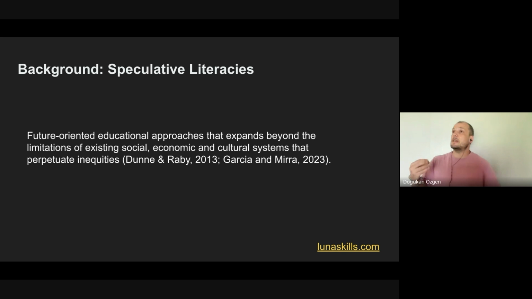Some researchers in the literature call this talking with youth about the future they want to be a part of. Not that they have the responsibility to solve the problems of previous generations, but what kind of future they want to be a part of, what they want to see in the future. And of course, this includes social justice, environmental sustainability, and technological advancement. So this is speculative literacies and the projects that I will share with you around this topic. That's why I wanted to mention this.